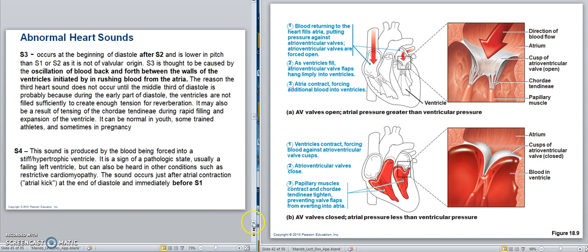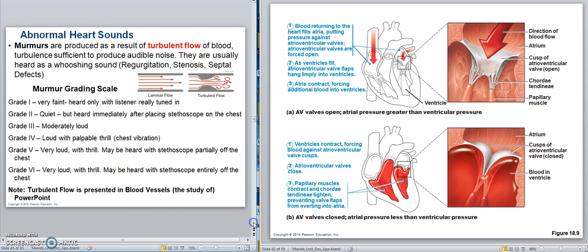These are abnormal heart sounds. Since we're not face-to-face, I'm not going to get into that. Murmurs are basically due to turbulent blood flow in pipes, and I'll talk more on turbulent blood flow when we get into the blood vessels.